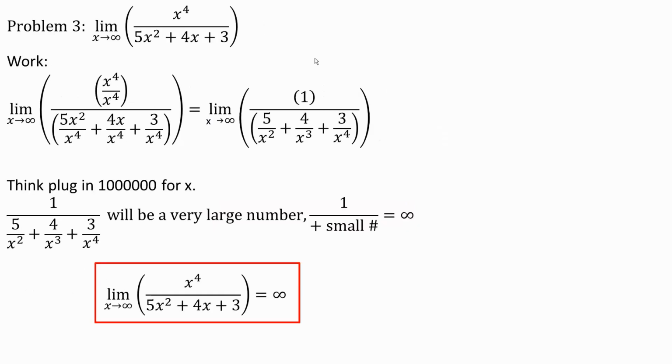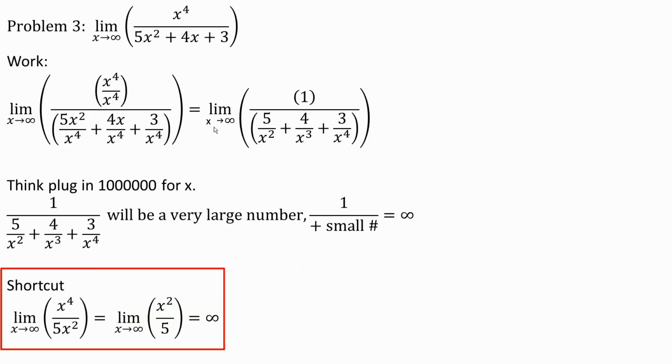So this is the third problem, and again, this is the longer method, and I divide by x raised to the 4th. So x raised to 4 divided by x raised to 4 is 1. And then you do the denominator, and you would get 5 divided by x squared plus 4 divided by x cubed plus 3 divided by x raised to the 4th.